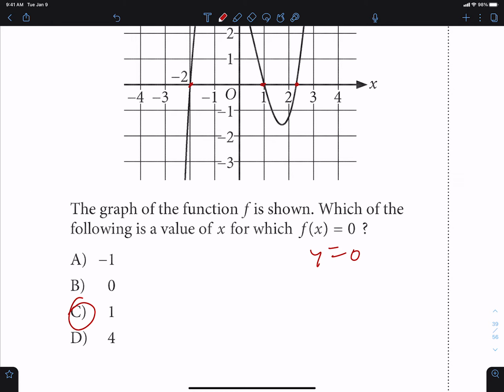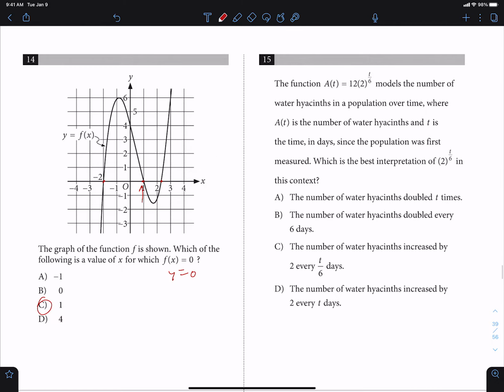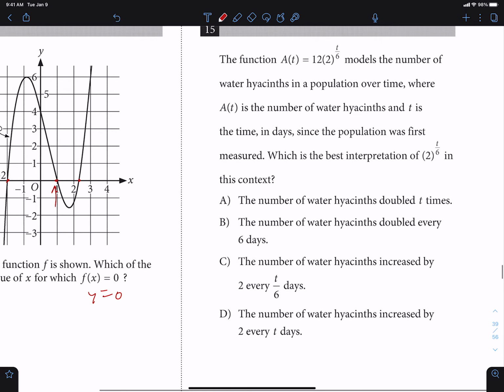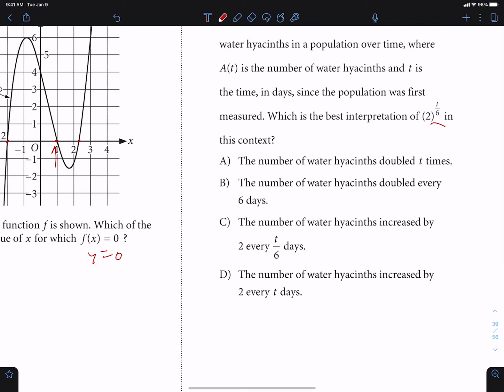And it's going to be C because it is 0 at x equals 1. Alright, number 15. The function a of t equals 12 times 2 to the t over 6 power models the number of water hyacinths in a population over time, where a of t is the number of water hyacinths and t is the time in days since the population was first measured. What is the best interpretation of this in this context?